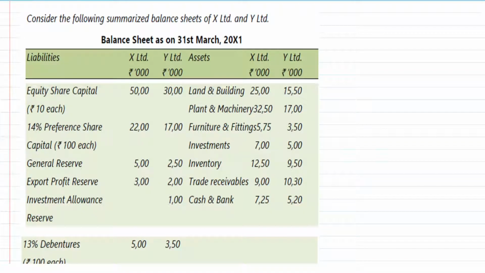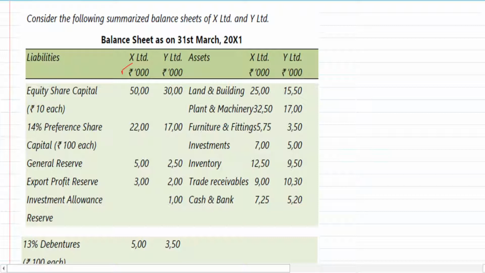Consider the following summarized balance sheets of X Limited and Y Limited. Balance sheet is given as on 31st March 20X1. We are given equity share capital. Yes, figures are in thousands. We are given equity share capital, preference share capital, general reserve, export profit reserve, investment allowance reserve.